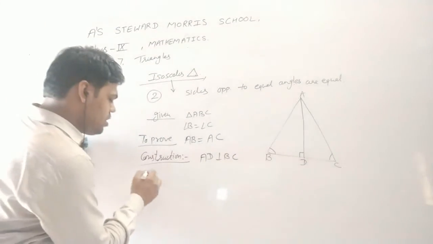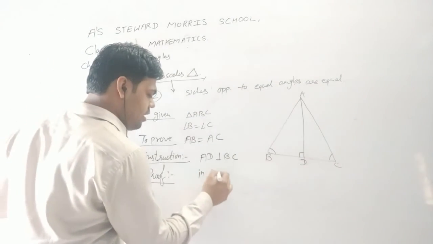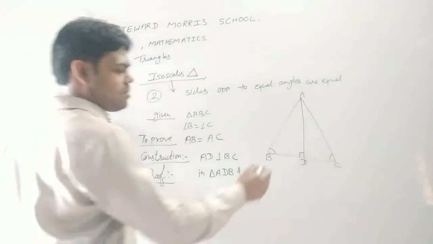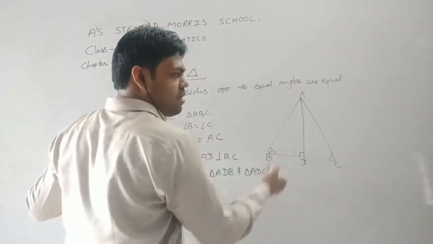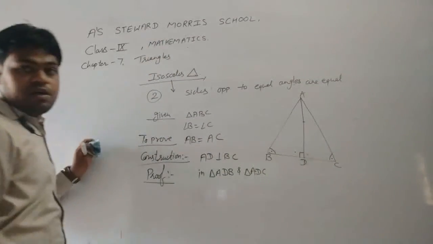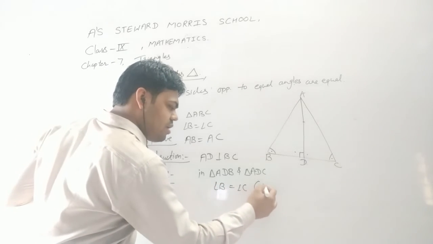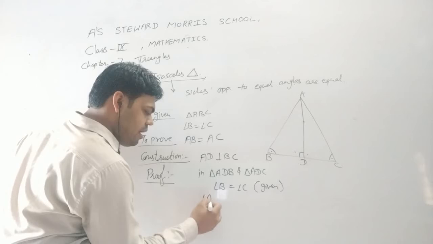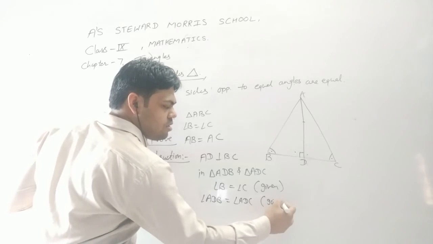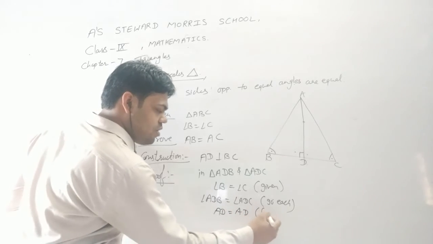Okay. Now in the proof section, what will we use? In triangle ADB and triangle ADC, see how they will be congruent. The first part is equal, the second is this one, 90-90, and the third part is the common side here. So we can use angle and side congruency here. First, angle B equals angle C, given. Second, angle ADB equals angle ADC. Reason: 90, by construction. And the third part, AD equals AD, that is the common side.